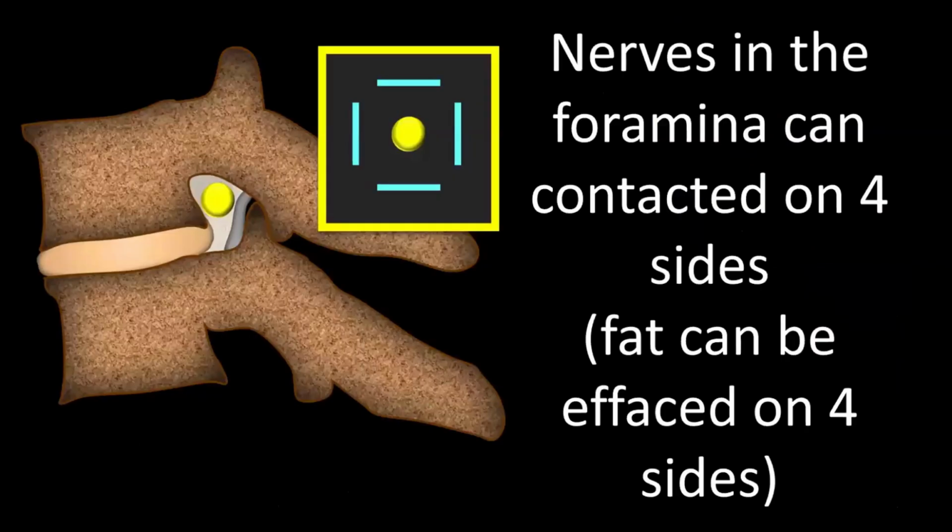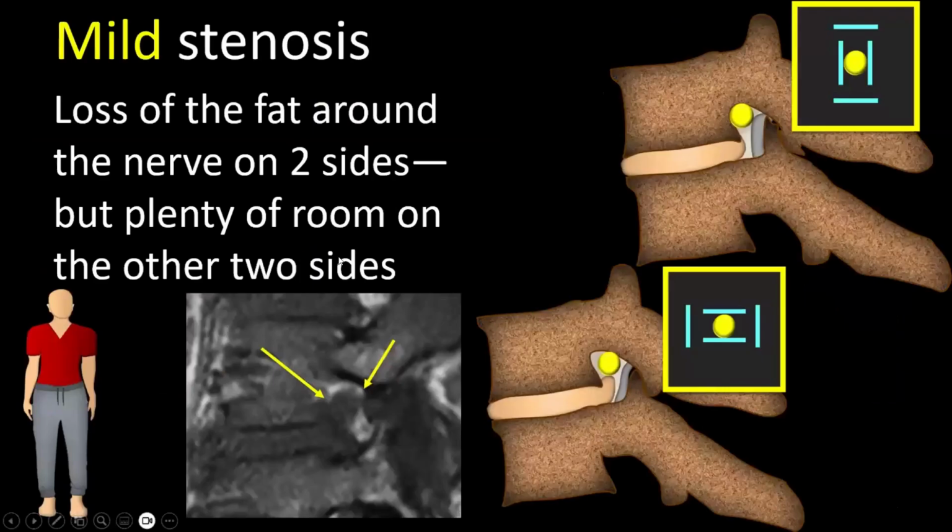So the nerves in the foramina have fat around them on 4 sides that can be attenuated as the space gets tighter. Now, how many sides are attenuated determines how severe the stenosis is. So mild stenosis is where you have loss of the fat on 2 sides. So it's still comfy clothing because you do have fat on the other 2 sides, so you still have lots of space.